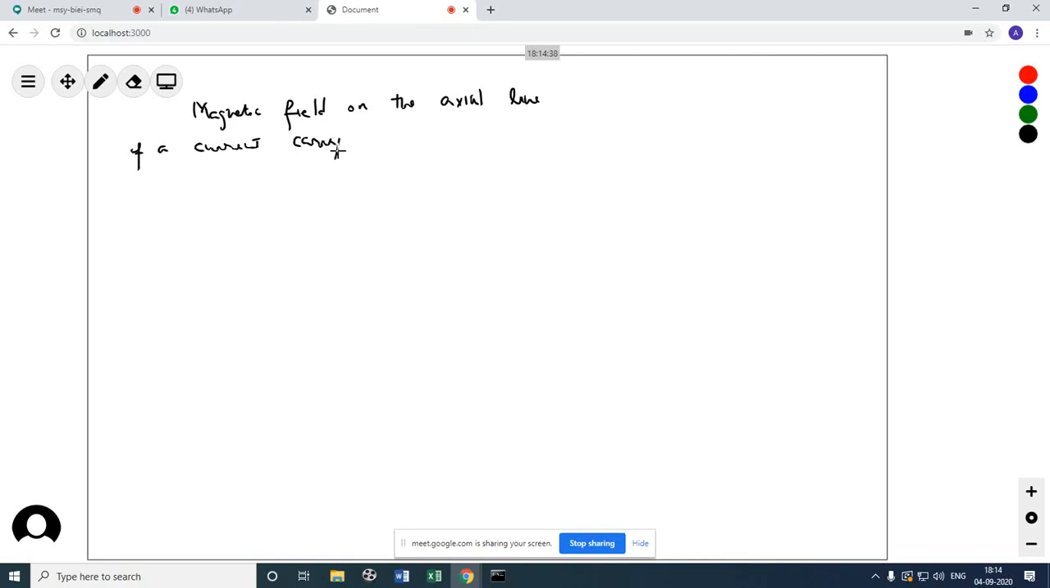Clear? So you can see it depends only on the number of turns N, current I and R. So easily we can form it. Let us take an example to find it.